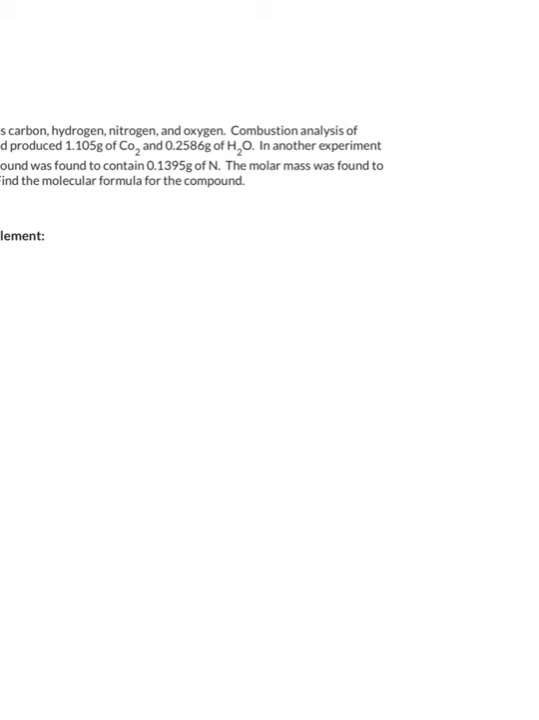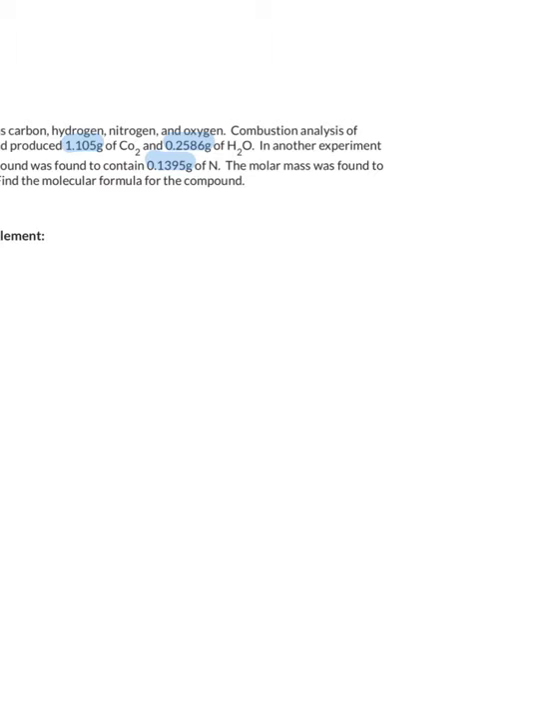Stoichiometry Quiz 1D. Question. A compound contains carbon, hydrogen, nitrogen, and oxygen. Combustion analysis of 0.6465 grams of compound produced 1.105 grams of CO2 and 0.2586 grams of H2O. In another experiment, 0.4485 grams of the compound was found to contain 0.1395 grams of nitrogen. The molar mass was found to be 170 plus or minus 15 grams per mole. Find the molecular formula for the compound.